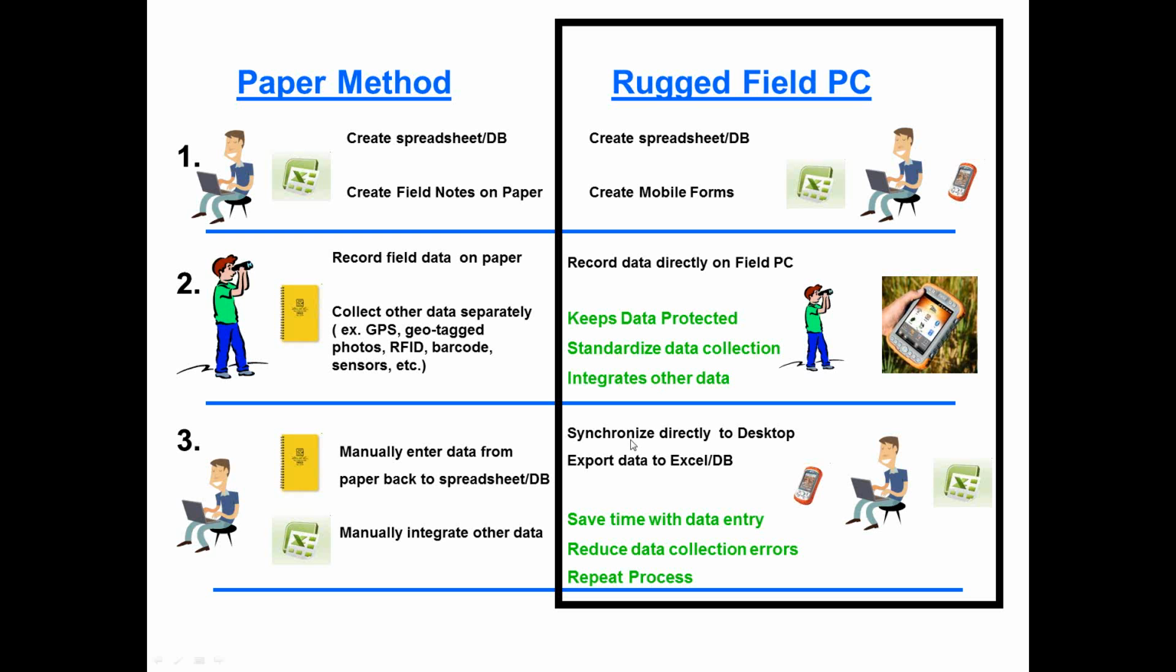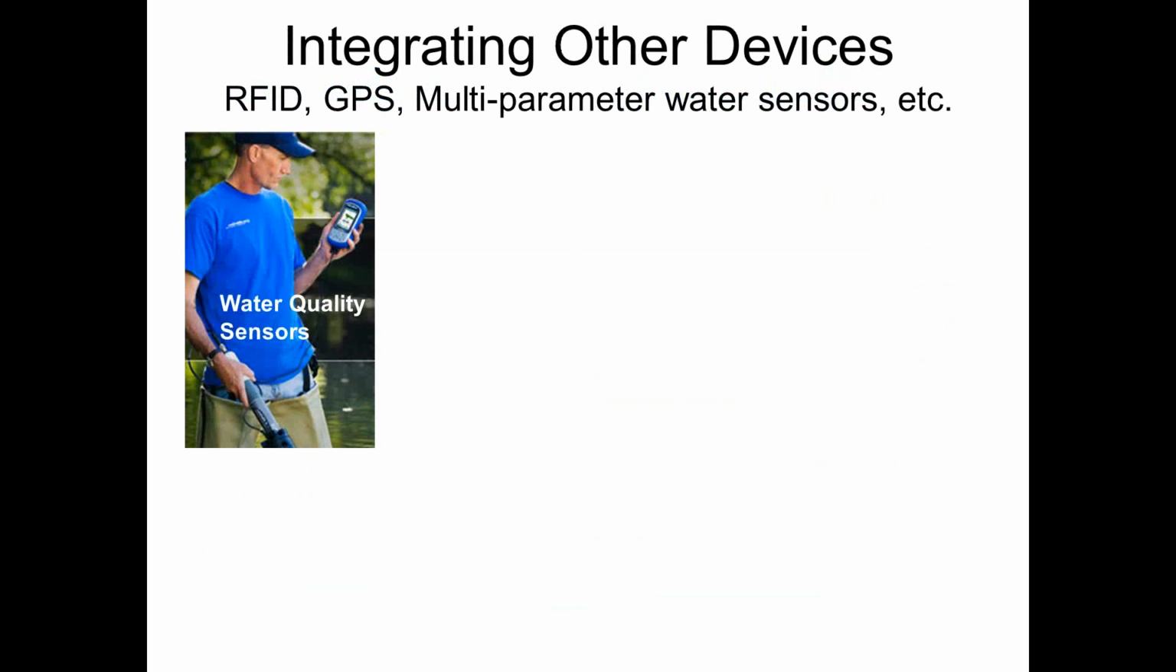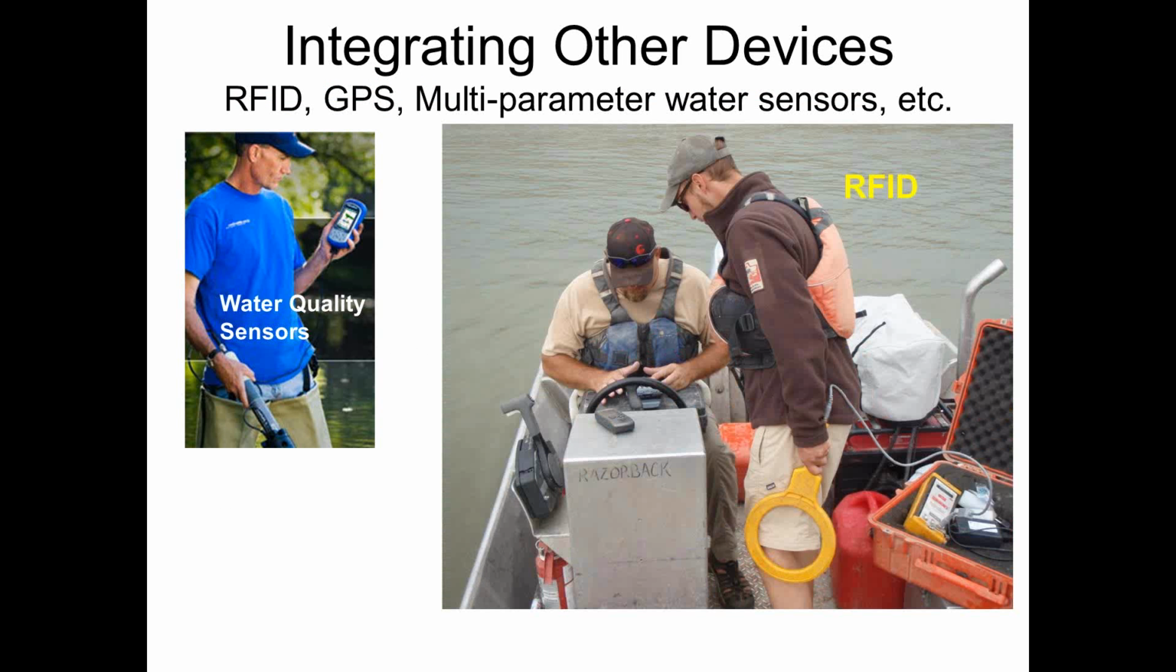And then ultimately you get back to the office and you synchronize directly to your desktop computer, saving you the time with that data entry. Along with that process, you're reducing data collection errors. And once you have this set up, you can repeat that process over and over again. Integration with other devices is very common with our handhelds, and that's what we consider ourselves experts in. These handhelds are used to integrate water quality sensors, RFID. You can scan your RFID reader, and when you scan a fish, it will go right into a specific field that you specify.